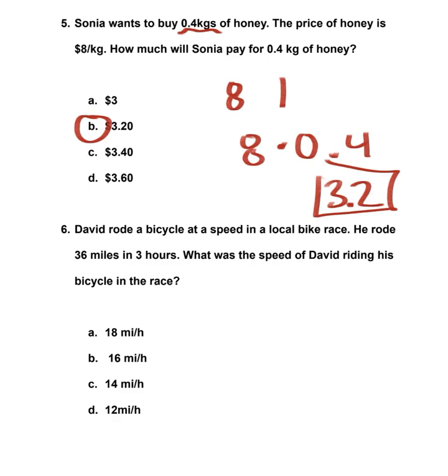6. David rode a bicycle at a certain speed in a local bike race. He rode 36 miles in 3 hours. What was the speed of David riding his bicycle in the race? So you can see for every answer it's miles per hour. So 36 miles in 3 hours. If we want to see per hour, we just do 36 divided by 3, which would be 12.